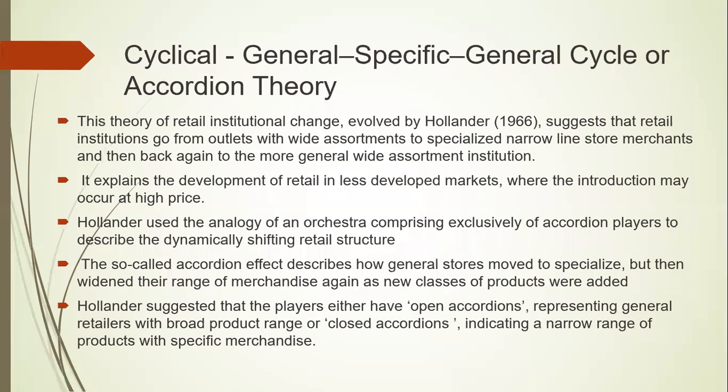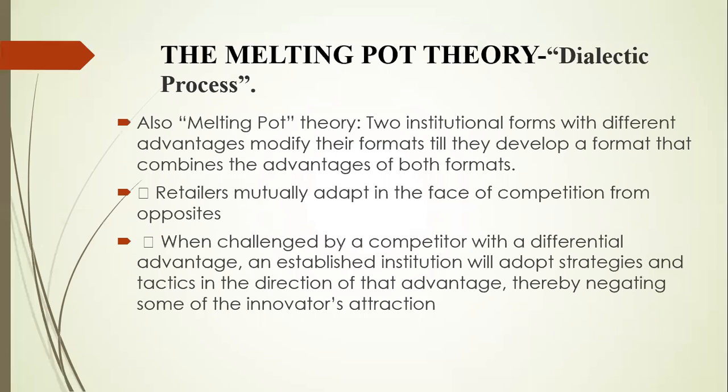In cyclical theory, that is accordion theory, he says first come with the wide range, then specific store, that is narrow specialized one. Then again they will go for the wide assortment. Now in dialectic process, so melting pot theory, it is where two institutional firms with different advantages modify their formats till they develop a format that combines the advantage of both formats.